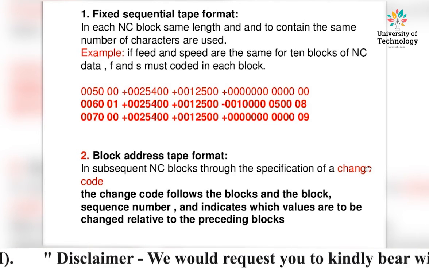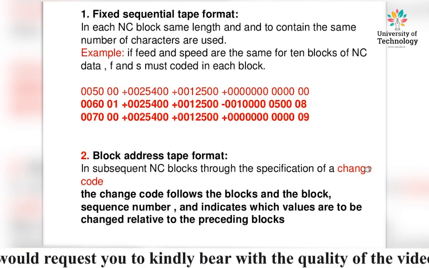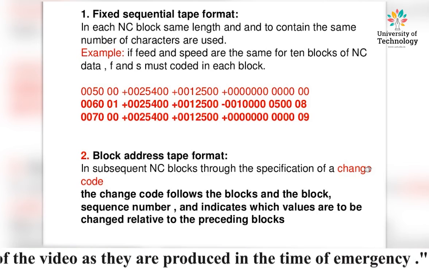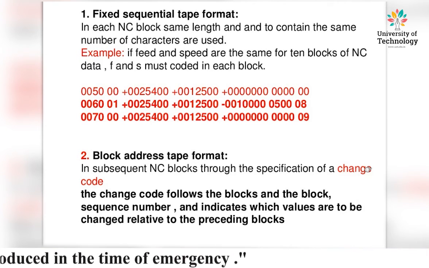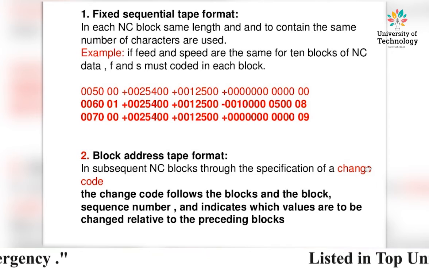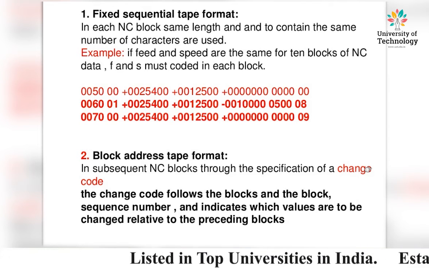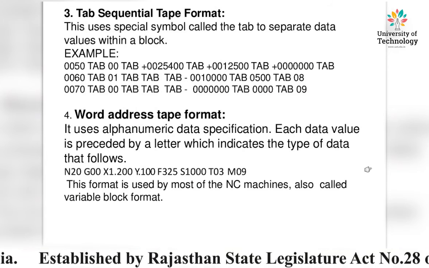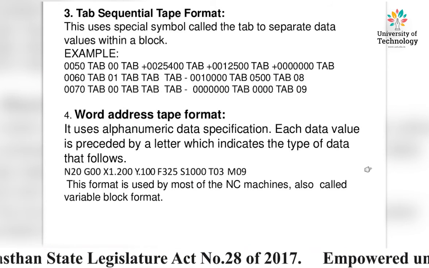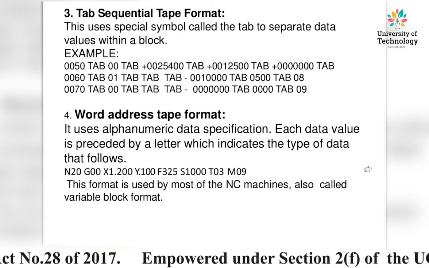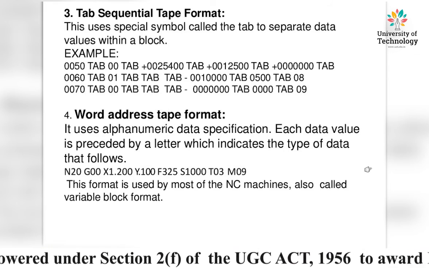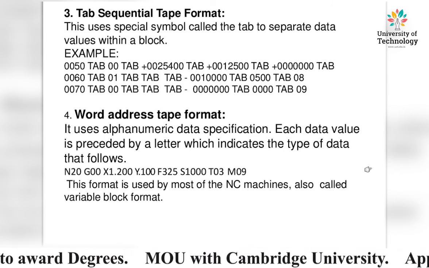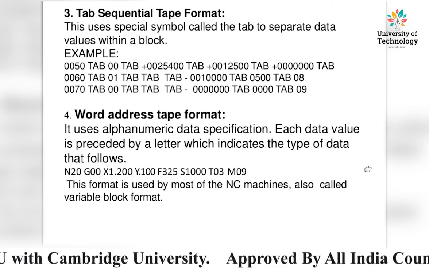The second one is the block address format. In sequential NC blocks, this works through the specification of a change code. The change code follows the block sequence number and indicates which values are to be changed relative to the preceding blocks. In the tab sequential format, a special symbol called the tab is used to separate data values within a block. For example, you can see here 50 tab 0 tab plus, the next tab, and so on.